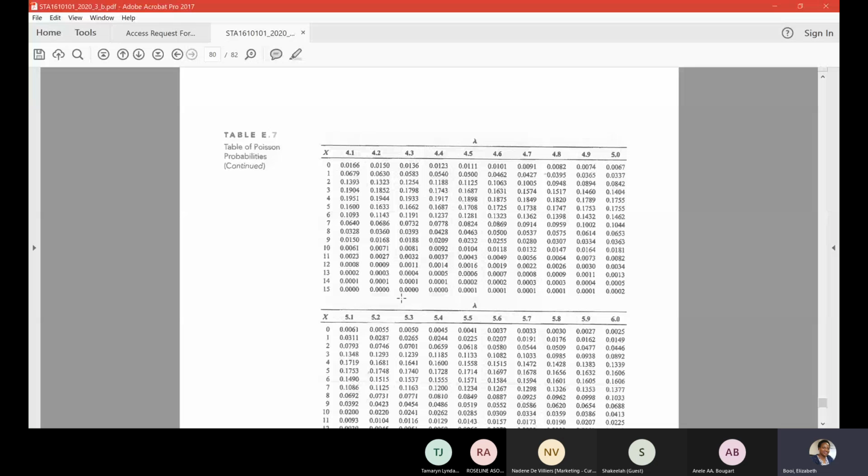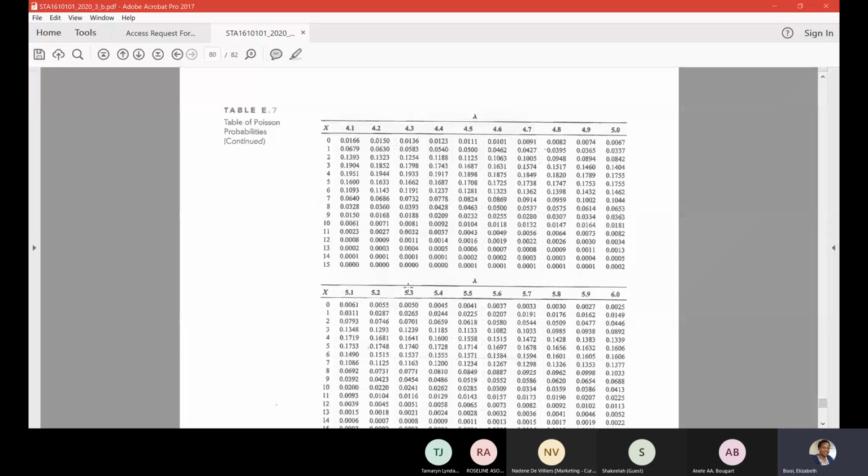And you will see that all the tables are different. So you just need to make sure that you know how to read the question. If they wanted you to find the probability that x is equal to 4 and your lambda, or your average value, is equal to 4.5, then you will come to 4.5 and you will go to 4 where they meet. That will be your probability. If they said it's greater than or equal to 4, then it means you have to add all of them.